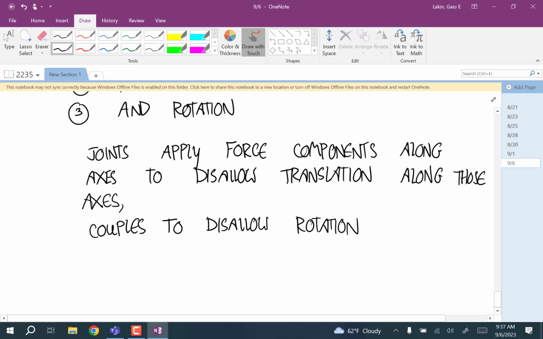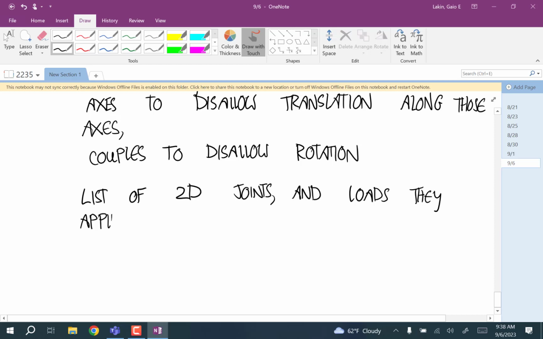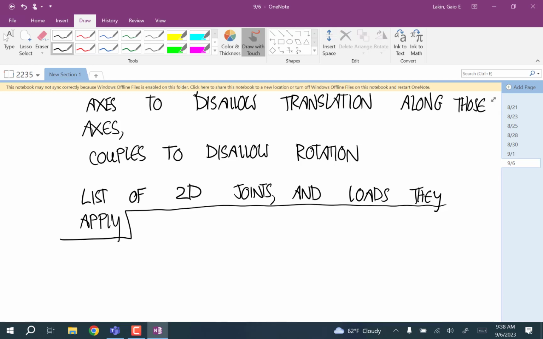Okay, so now I'm going to go through all the various joints that you'll see in two-dimensional problems. So here's a list of 2D joints and the loads they apply. There are only 3 degrees of freedom that are available to be taken away in 2 dimensions. If something is in outer space, it has 3 degrees of freedom.